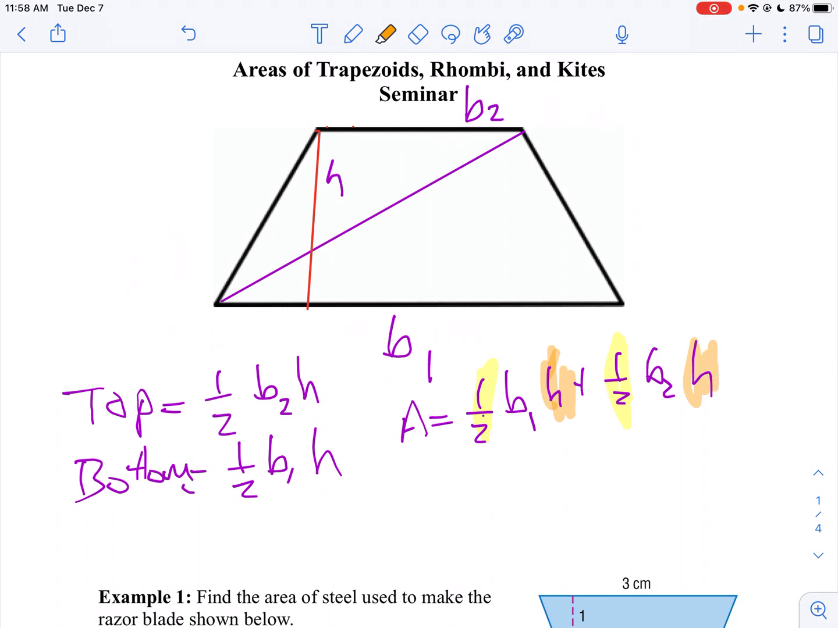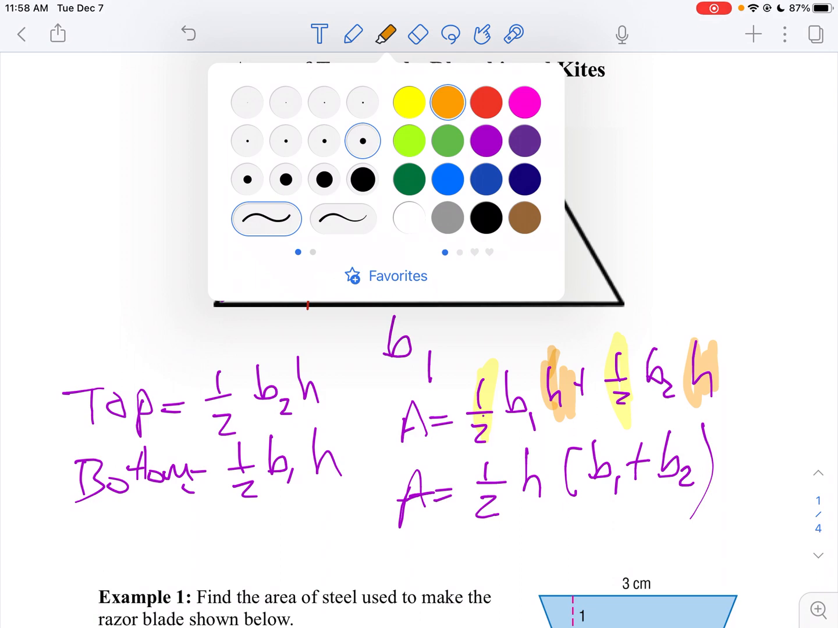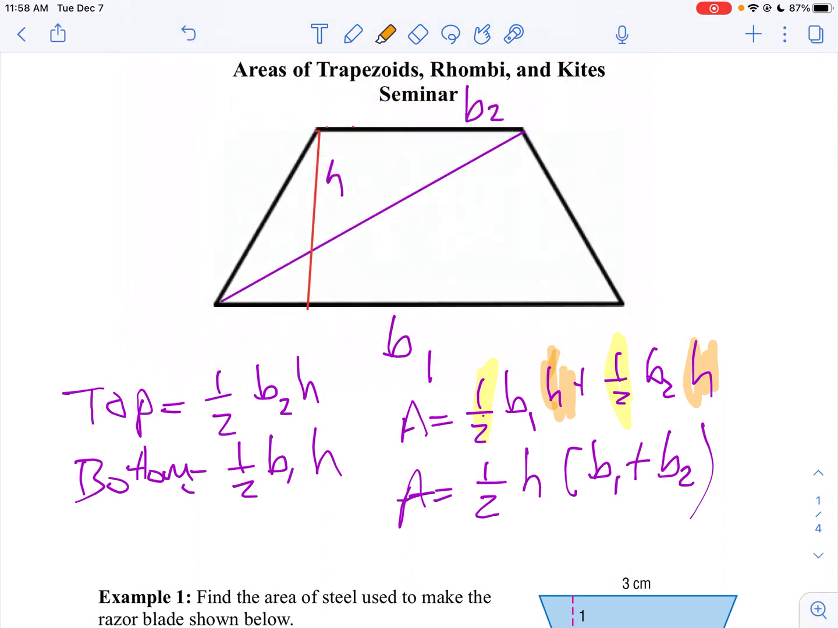So the formula for the area of a trapezoid is 1/2 times the height times base 1 plus base 2. That's the one we usually see written out.